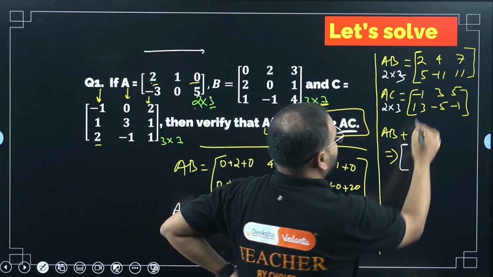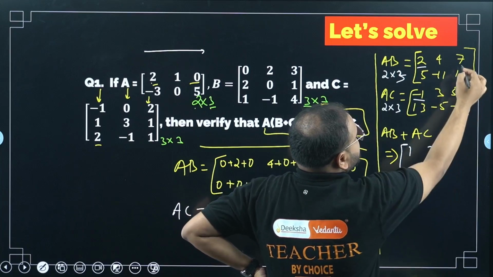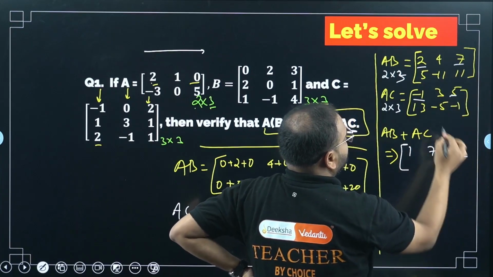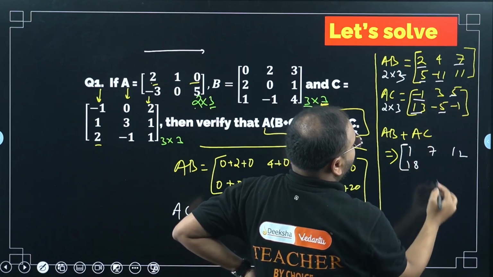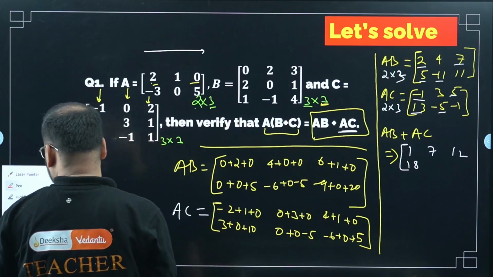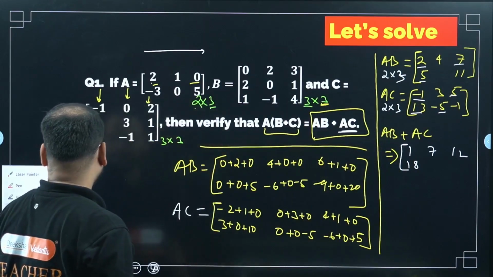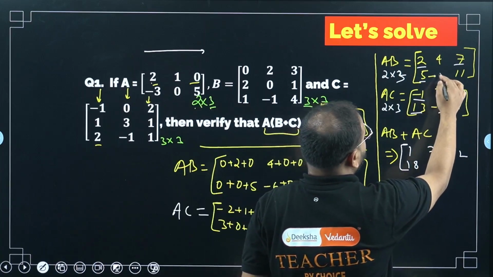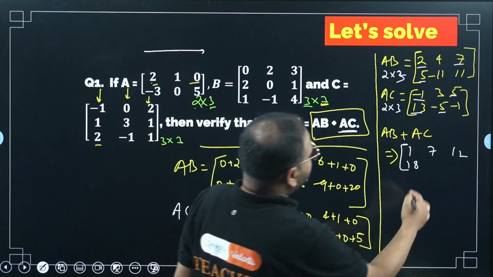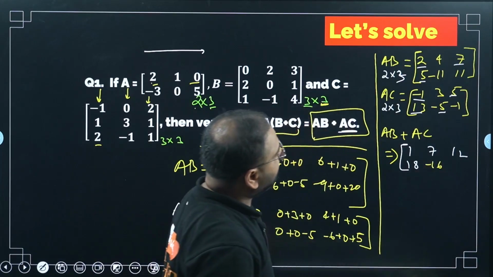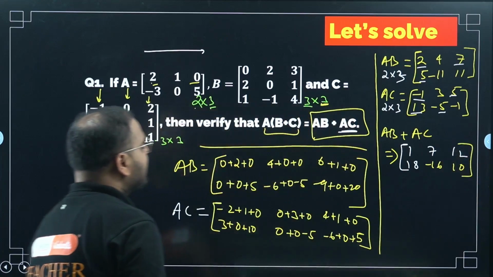2 plus minus 1, so just 1. 4 plus 3, so 7. 7 plus 5, so 12. 5 plus 13, so 18. Minus 5 plus 1, minus 11. Sorry, it looks bad. This is minus 11, right? Okay. So minus 5 minus 11 is minus 16, and 11 minus 1 is 10. This is my AB plus AC.